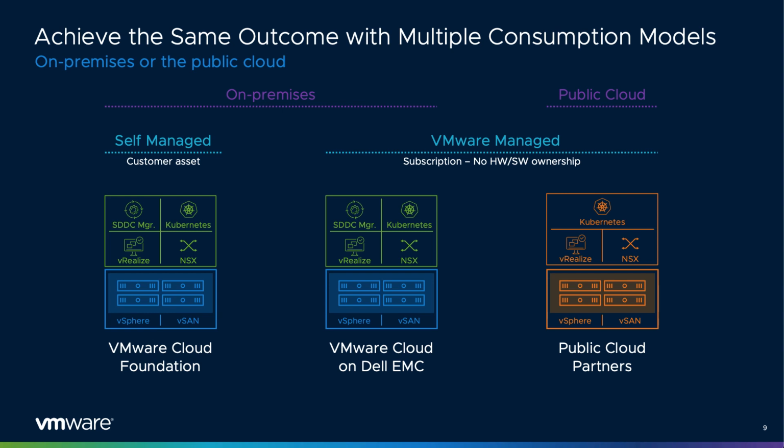Or a customer might like the elasticity of extending their environment by using a public cloud partner. Public cloud partners include VMware Cloud on AWS, Azure VMware Solutions, Google Cloud VMware Solutions, IBM VMware Solutions, and VMware Cloud Provider partners.